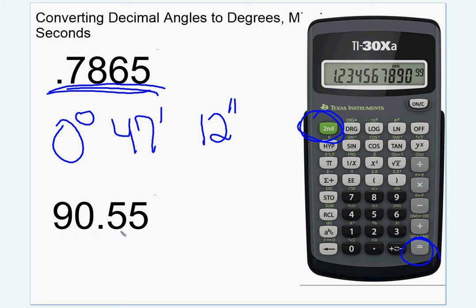Okay, let's look at this next one. It's 90.55, 90 degrees, and that 0.5 is a half, so I would expect my minutes to be somewhere around 30 minutes, probably a little bit more. So we type this in the calculator, second function equals, bada boom, bada bing, out pops our angle.